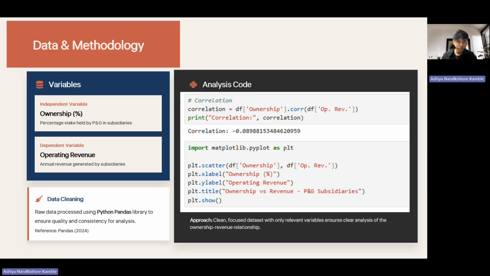So this is the data and methodology slide. To answer this question, I have used three main analytics techniques. First, descriptive analytics to understand the pattern in the data. The second is correlation analysis to measure the strength and direction of the relationship between ownership and revenue. The third is OLS regression, which helps to determine whether the relationship is statistically significant. Ownership percentage was the independent variable and operating revenue was the dependent variable.